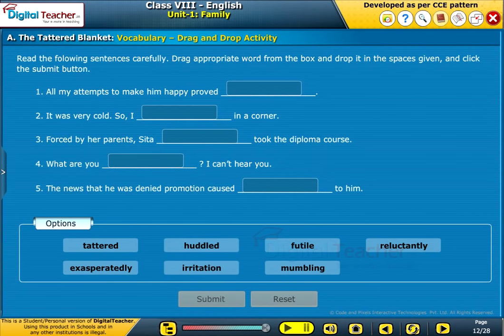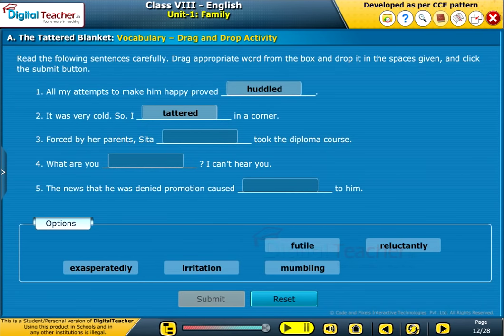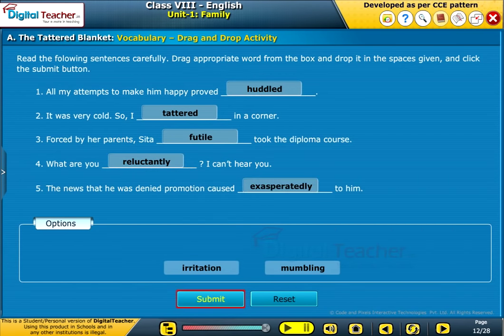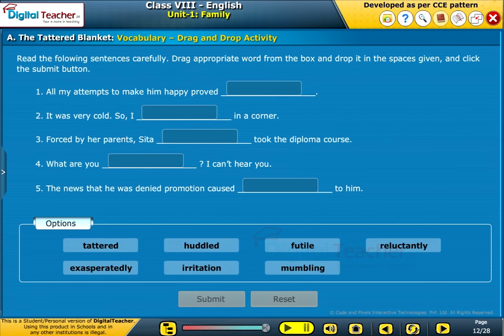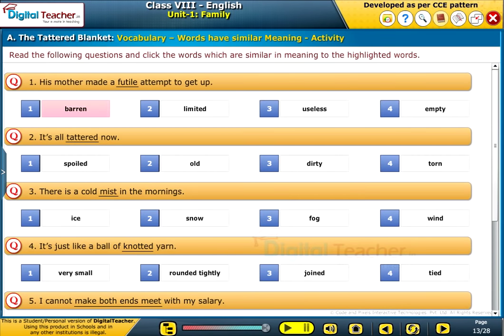Read the following sentences carefully. Drag appropriate word from the box and drop it in the spaces given and click the submit button. Read the following questions and click the words which are similar in meaning to the highlighted words.